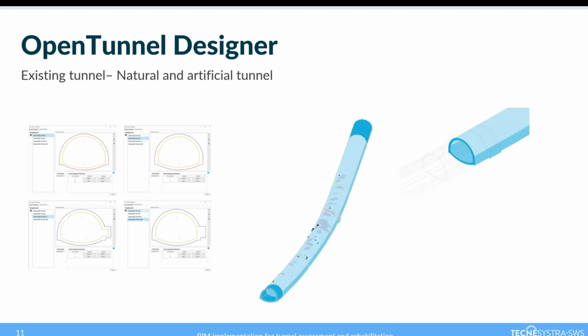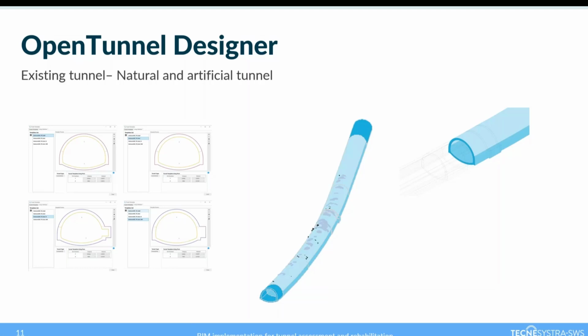In OpenTunnel, we have drafted the existing models, demolition models, and intervention models. This model, for example, is a model with all the information regarding the existing tunnel. So there are a lot of cross section templates where we were able to assign a material, a concrete material, to each lining part.